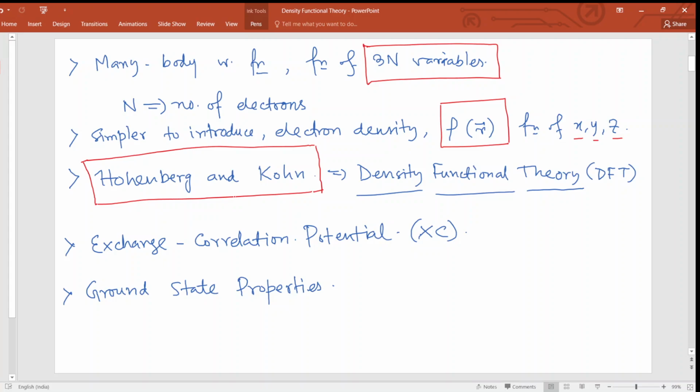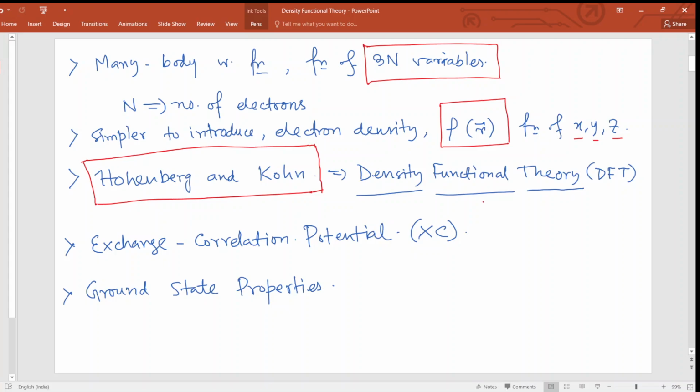These are the two scientists who first pointed out this concept that we are replacing the conventional quantum mechanical wave function by this quantity called electron density, and this is what forms the basis of density functional theory.